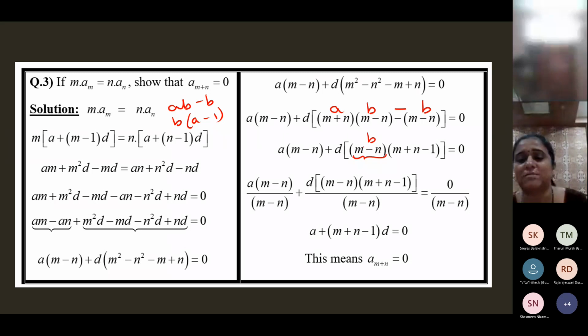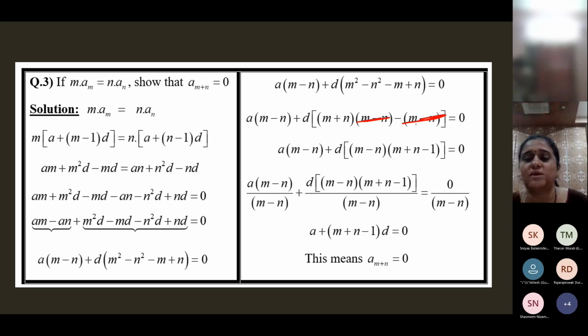Similarly here, B is m minus n. That's common. So in the bracket, you will get A minus 1, A which is m plus n, minus 1. So minus 1. So this is common, this is common. It comes out here. And then in the bracket, you should write this one, m plus n, minus, this is already common, so 1 minus 1 is equal to 0.